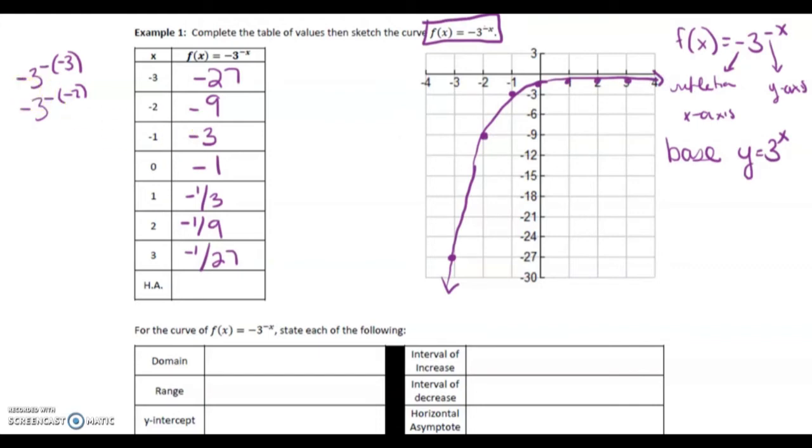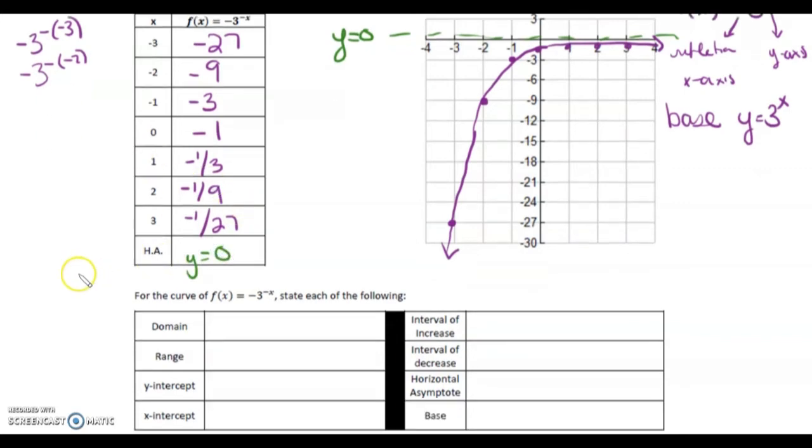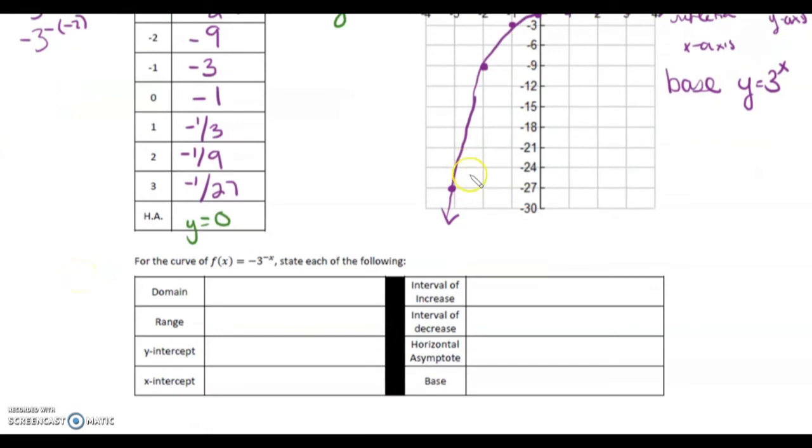Okay, so looking at this, we can see that we didn't shift up or down, right? There's no plus number here. So since there's no plus number, no shift, our horizontal asymptote is still going to be y equals 0. And now let's just highlight some of the key characteristics.